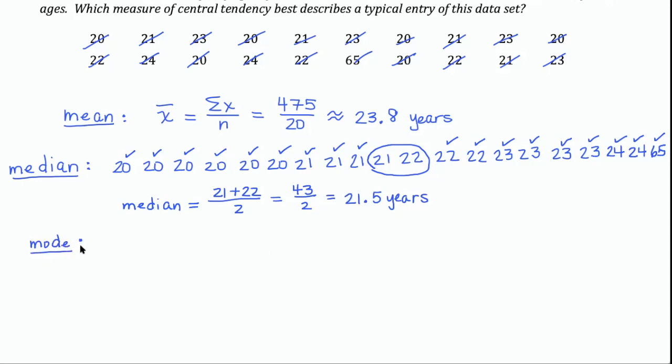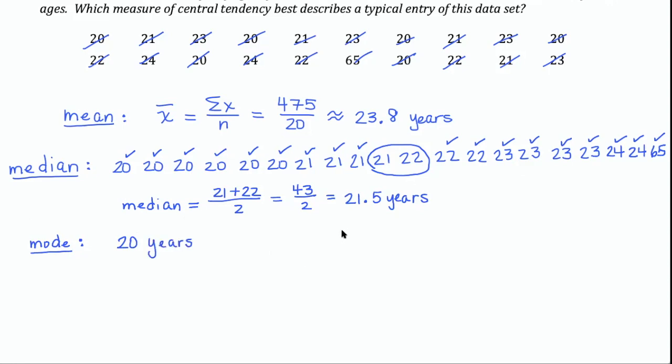The mode is the most frequent piece of data. It's the one that there is the most of. So if you go through this list, we have 20s 1, 2, 3, 4, 5, 6 times. 4 21s, 3 22s, 4 23s. So 20 is the mode because it appears most often.